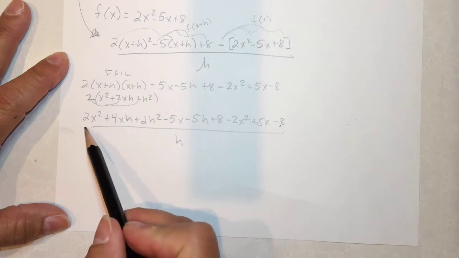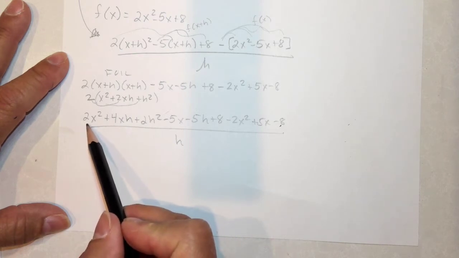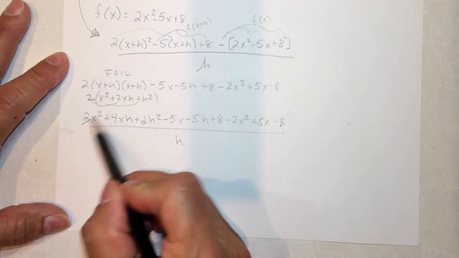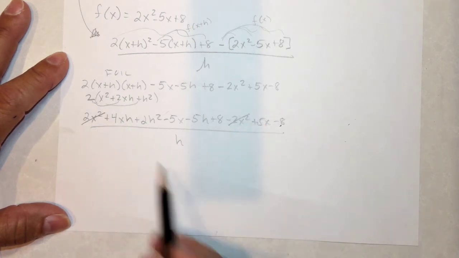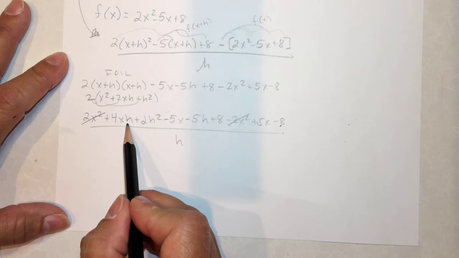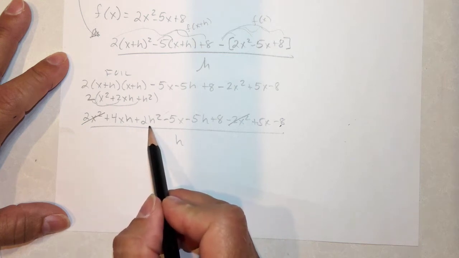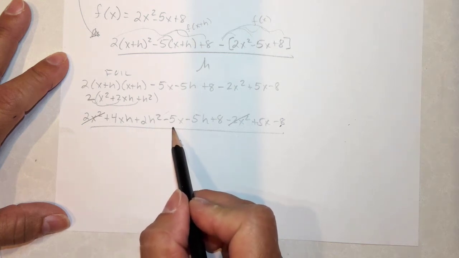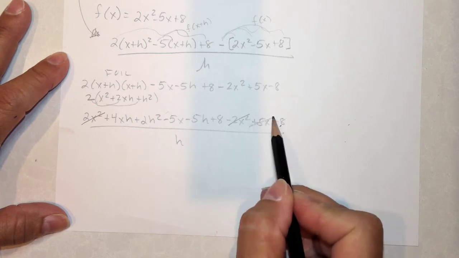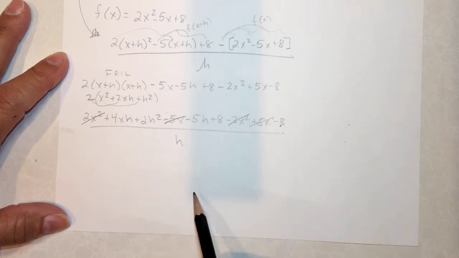So for example, this is a 2x squared. It doesn't have an h. Somewhere in here, there better be a negative 2x squared, which there is. Those cancel. 4xh is fine. 2h squared has an h. Negative 5x doesn't, so I'm looking for a positive 5x, and those cancel.